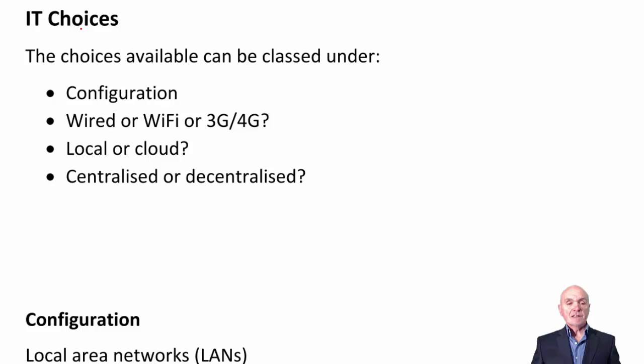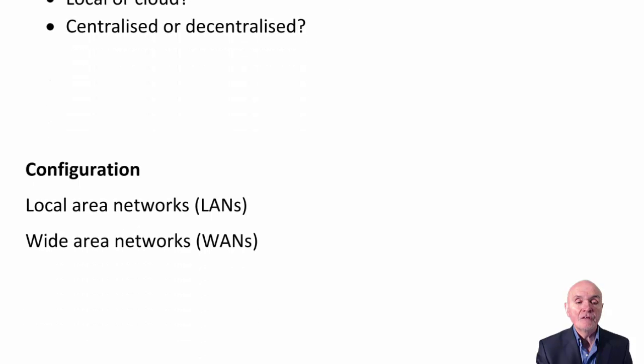Now, what choices do we have available when setting up an IT system? And broadly, it's the configuration. It's whether we go for wired or Wi-Fi or 3G, whether it's local or cloud, and whether we go for centralized or decentralized. So the first thing we're going to look at is the configuration.